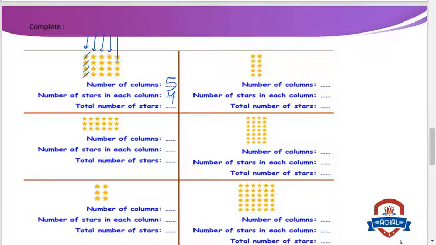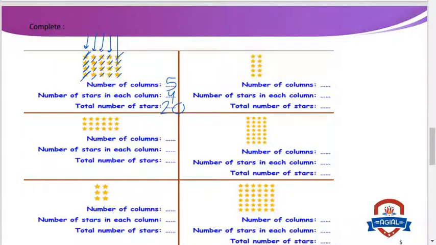5 columns. 4 by 5. We will learn it equals 20. Or you can count. You can say 1, 2, 3, 4, 5, 6, 7, 8, 9, 10, 11, 12, 13, 14, 15, 16, 17, 18, 19, 20.